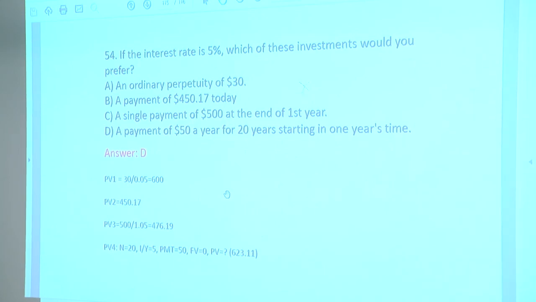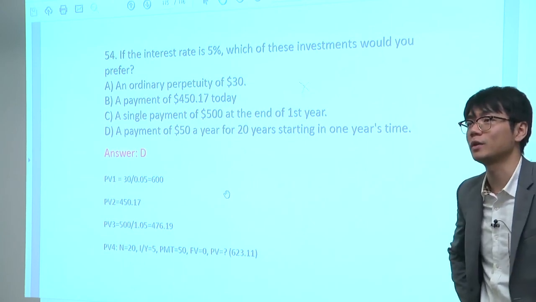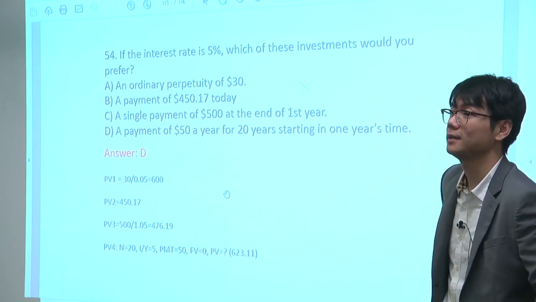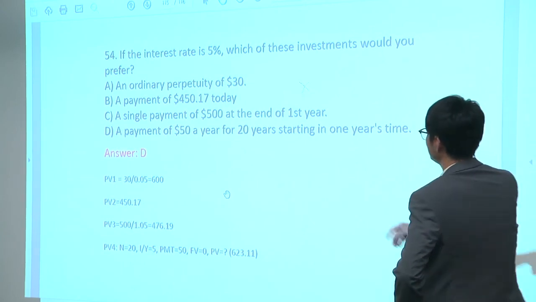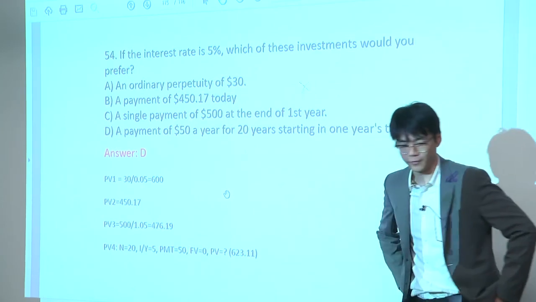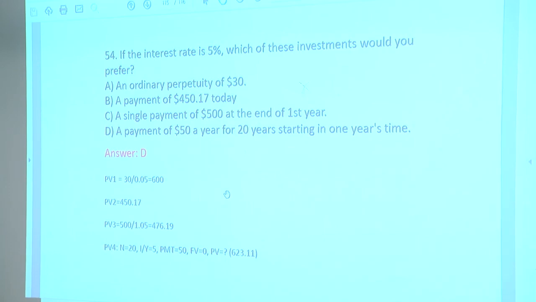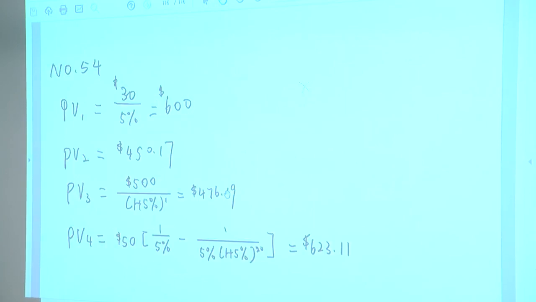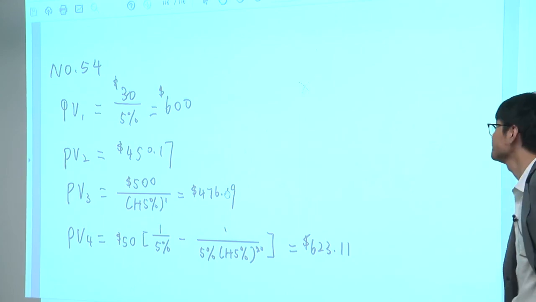This is a $50 of annuity for 20 years. Okay? So you can do, and it's 20, interest is 5%, payment is 50, no future value, and the present value is $623.11. Okay? So the last one has the highest present value. Okay? I also give you a note of how to do that, okay, by yourself.